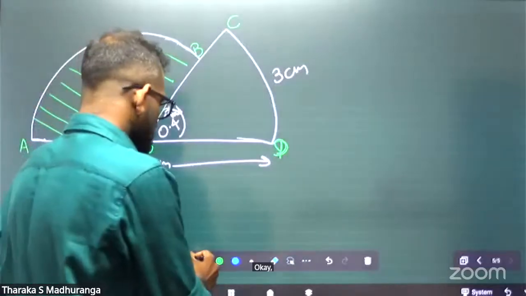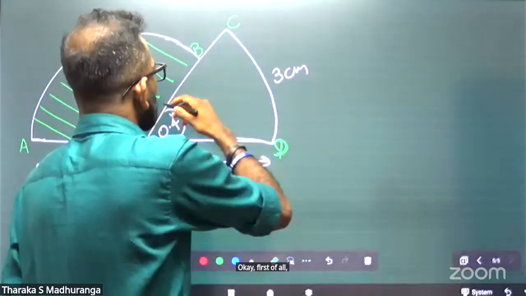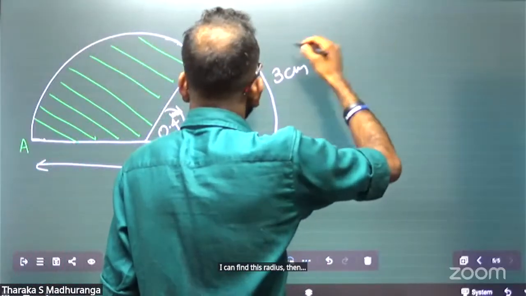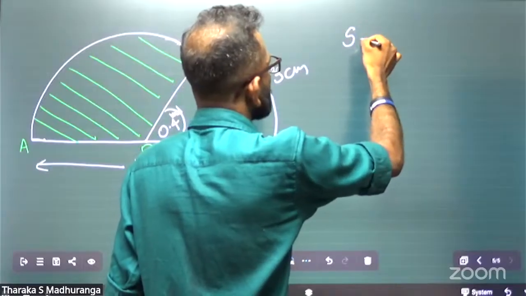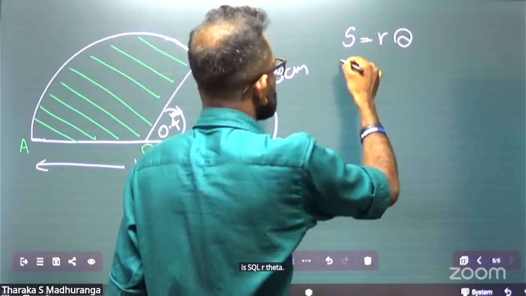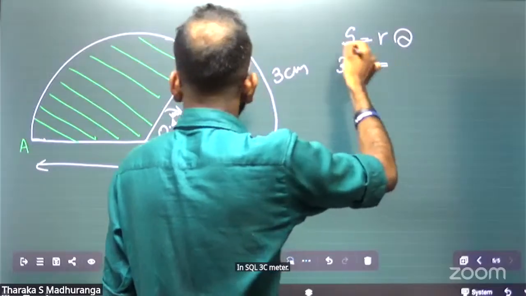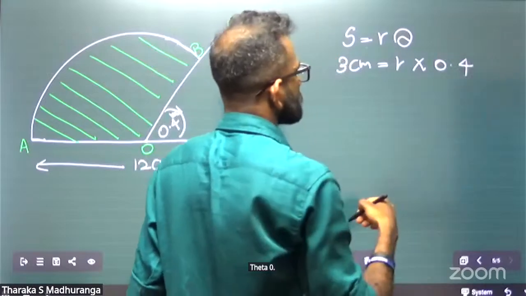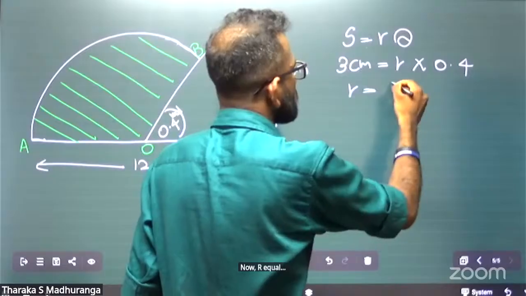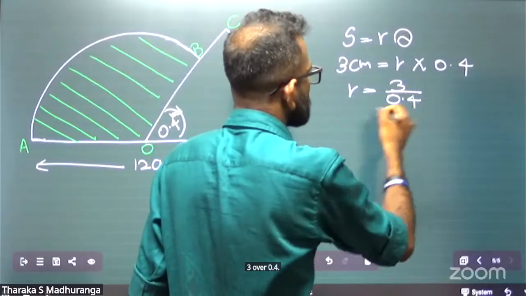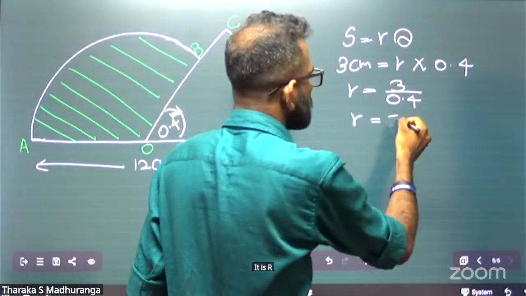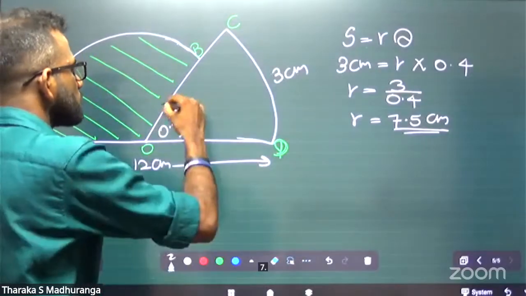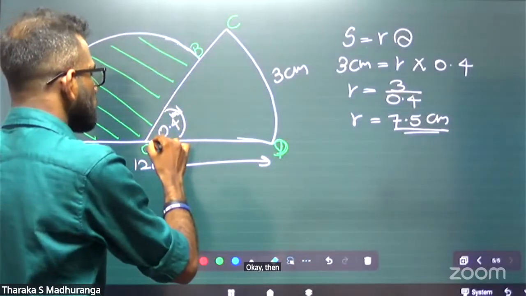Okay, first of all, I can find this radius. Then S equals r theta. S equals 3 centimeter. R we don't know. Theta 0.4 radian. Now r equals 3 over 0.4. It is r equals 7.5 centimeters. Okay, then this radius is 7.5 centimeter.